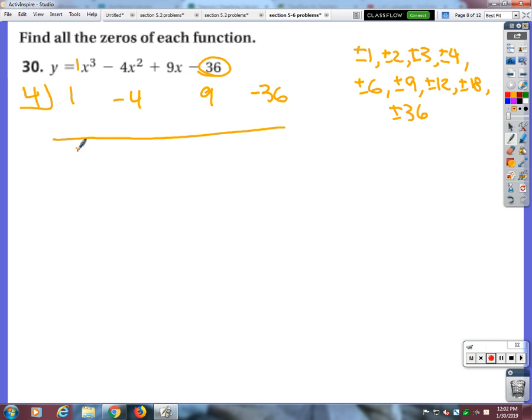So now I can use that to go bring down the 1. 4 times 1 is 4. Negative 4 and 4 is 0. 4 times 0 is 0. 9 and 0 makes 9. 4 times 9 is 36. And so that did work.